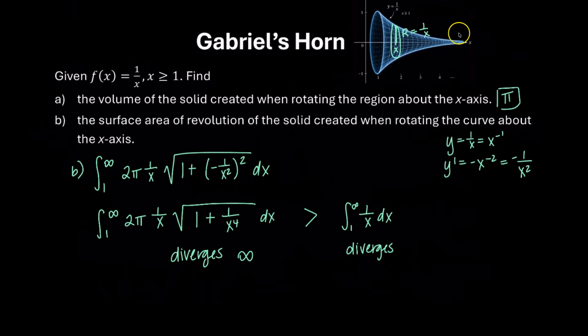So if you try to paint the outside of the surface of the horn, you would need an infinite amount of paint. But for some reason, you can fill it with a finite amount of paint. You can fill it with pi cubic units of paint. So this is something that should definitely blow your mind. Really interesting type of problem that we can study now that we know volume, surface area of revolution, and can evaluate improper integrals. And if you were interested in rigorously solving this without the comparison theorem, I would challenge you to do so. And the hint that I would give you is a trig sub.